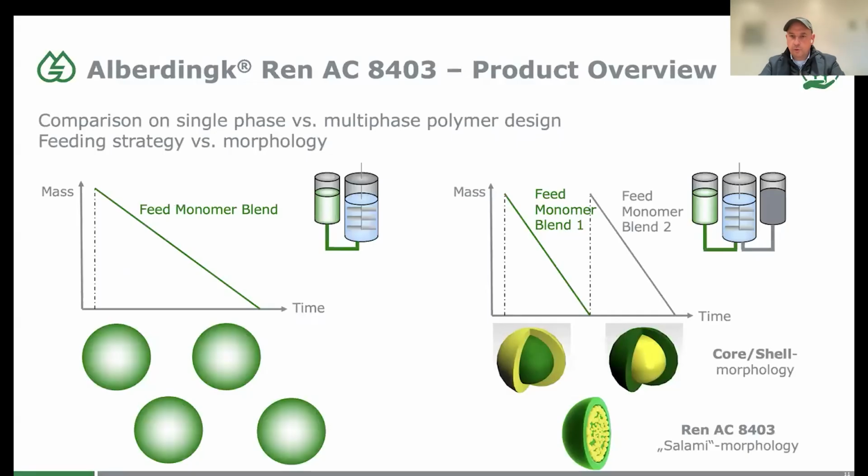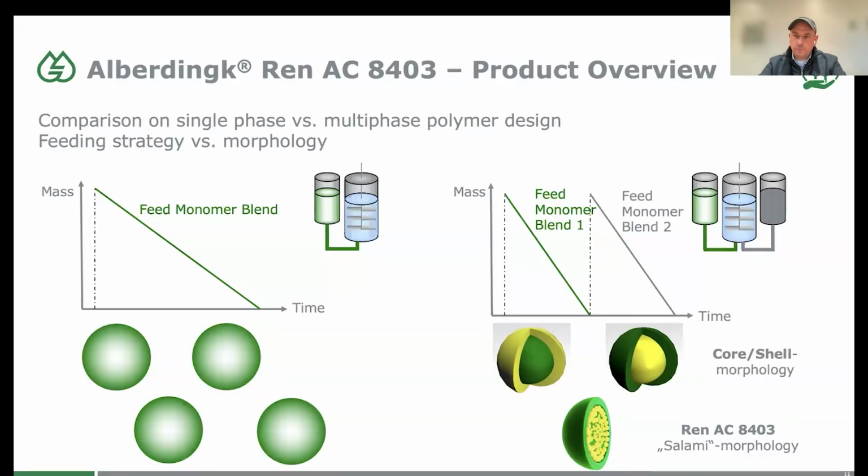So if we have a quick look into polymer chemistry, how do you make normal acrylic polymers? On the left-hand side, and I hope you can see my cursor, you have a reactor with water inside, which is represented in blue. Then you have a green tank, filled with a green liquid, which is the monomer solution, or it could be a pre-emulsion, so monomer and surfactant. And that's fed over time. So you see the mass is reduced over time. It's a linear function. And at the end you get particles of a polymer with a homogeneous structure.